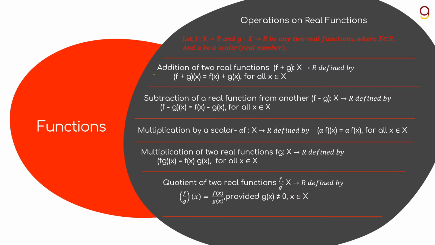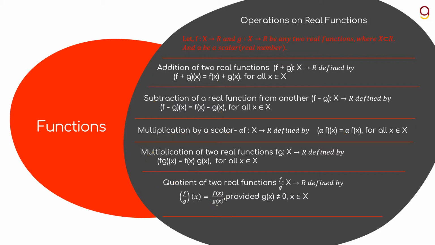So we have seen the operations addition, subtraction, multiplication by a scalar, multiplication and quotient. In case of addition, we just need to add the two functions. In case of subtraction, we subtract the two functions. In case of multiplying by a scalar, we multiply the scalar quantity by the function. For multiplication, we multiply the two functions, and for the quotient of two real functions, we divide the two functions, but we always need to remember that the denominator cannot be equal to 0.